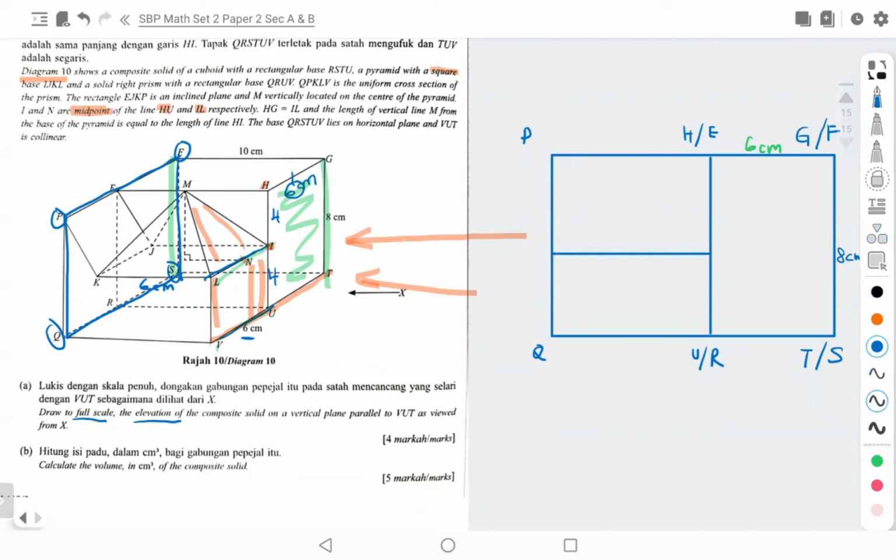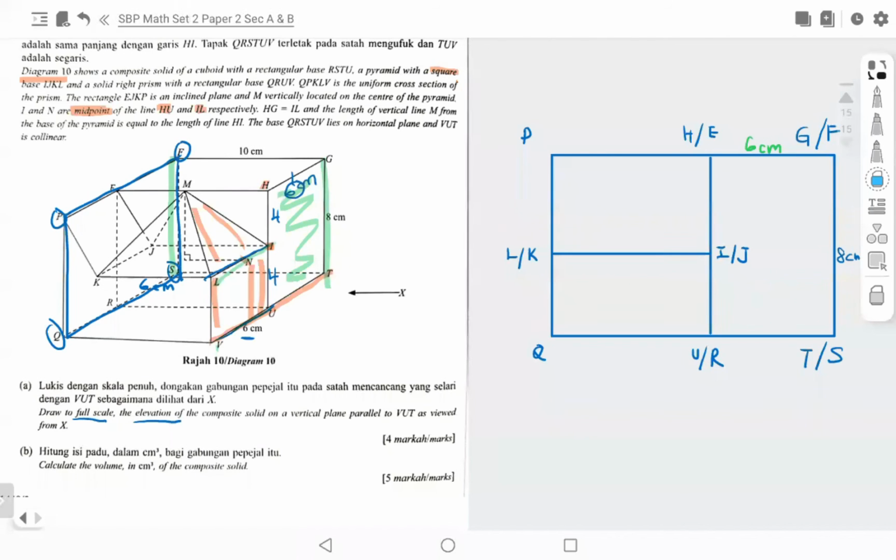Okay, then same thing, label first. Then you won't miss out. L, K, I, J. Okay, settle the lower part. Then we move up to the triangular shape. For the inclined plane, when you draw it out, you won't see that it's inclined. It will be a flat face. So just based on the shape here, you have to find out the point there.